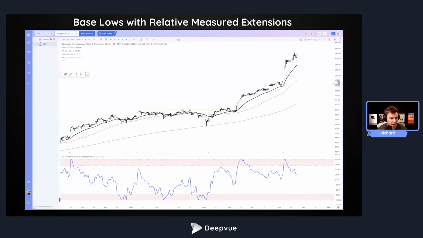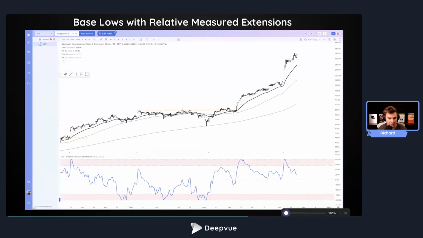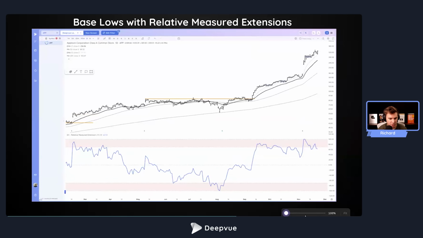Here's APP with a different setting. So here we've got the 50-day moving average is what we're using, and then the 250-day look back period. And let me zoom in here actually. Let's go to the last slide. Let me zoom in.